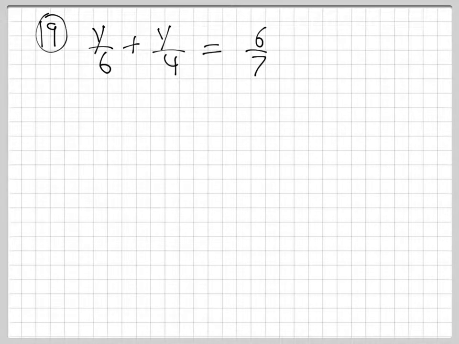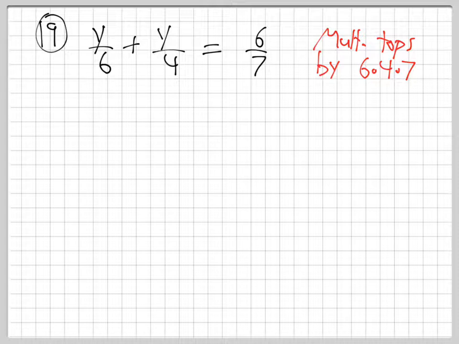So what are you supposed to do in the first step when you have fractions with an equal sign? Multiply the tops by 6 times 4 times 7, right? Really, you don't even have to figure out what that number is. Who cares what that number is? Just go over here and write 6 times 4 times 7. I don't even care what that number is.